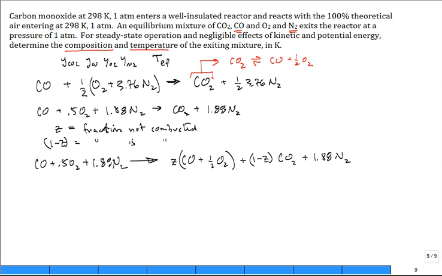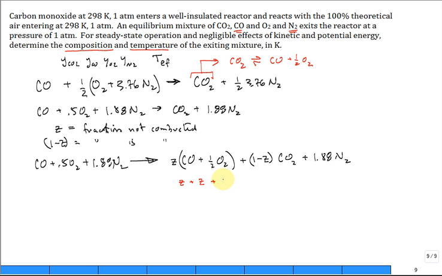Now, is this equation balanced? Is it balanced in C's? Is it balanced in O's? It's definitely balanced in N's. Well, we can count it up. Let's do the carbons. Z plus 1 minus Z, guess what? That's 1. Over here it's 1. So it's balanced. Okay, let's now do the oxygen. It's Z plus Z times 1/2 times 2. So it's plus Z, right?